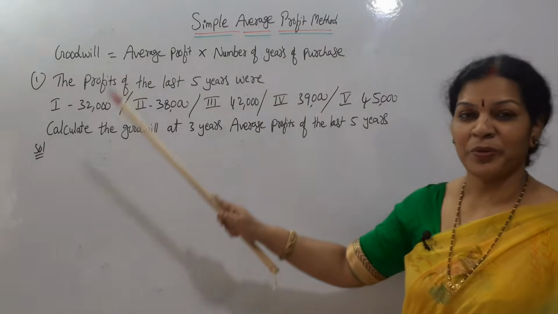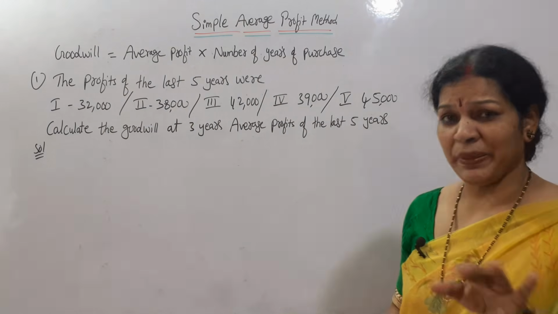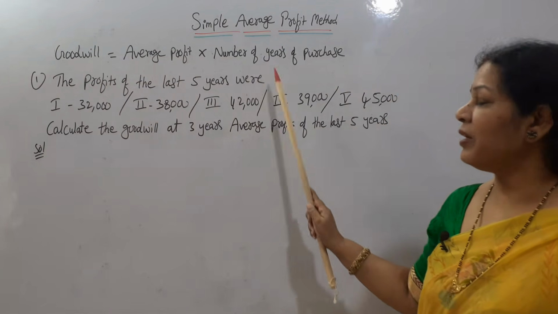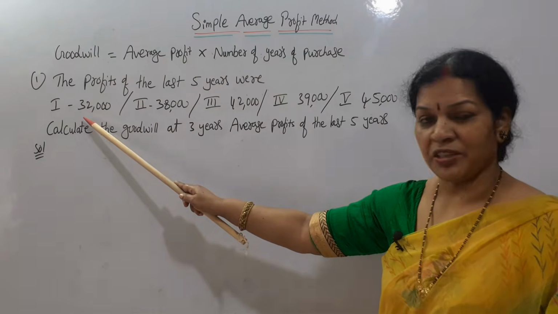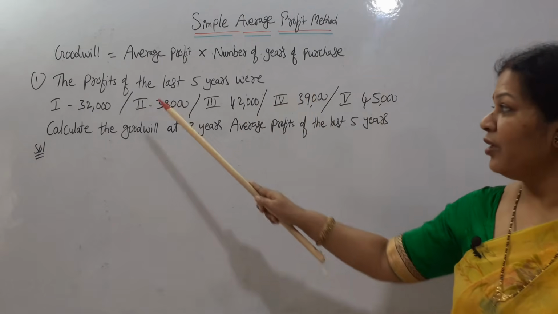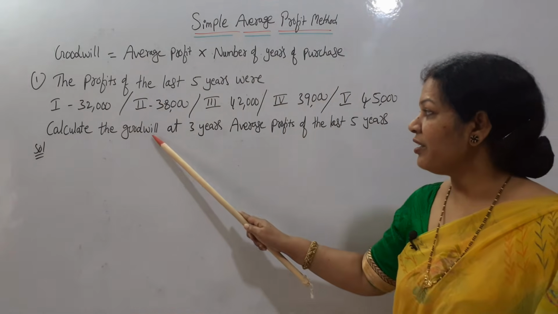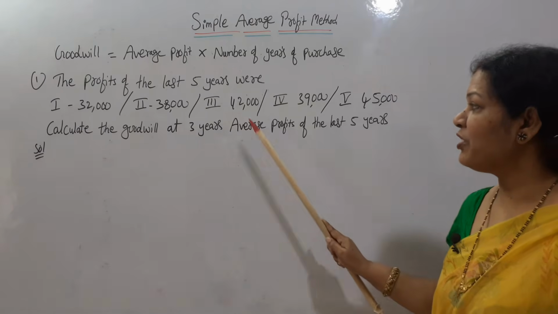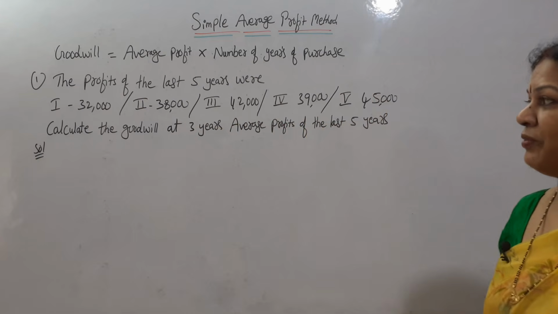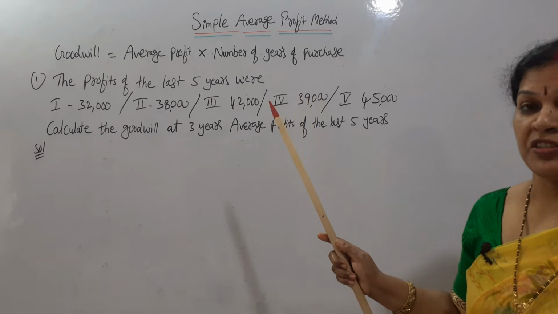Now here is a small problem. You may expect this kind of problems in exams. The problem is: the profits of the last 5 years were 32,000, 38,000, 42,000, 39,000, 45,000. Calculate the goodwill at 3 years average profits of the last 5 years. 3 years average profit they are asking us, that is the number of years purchased.